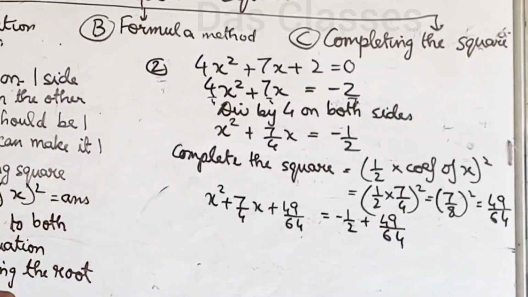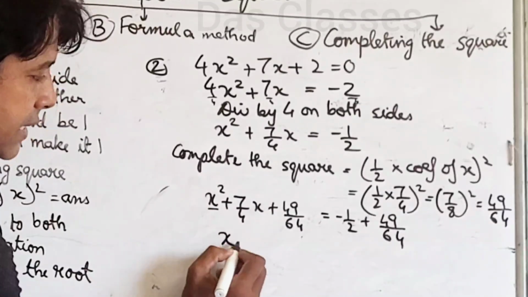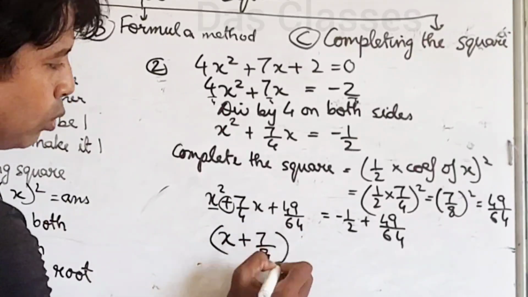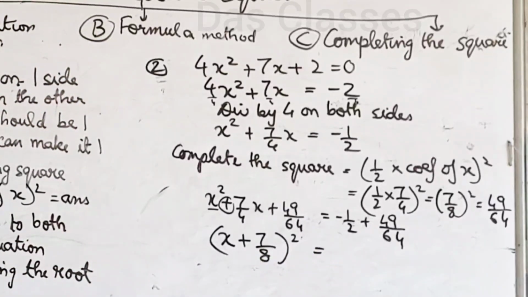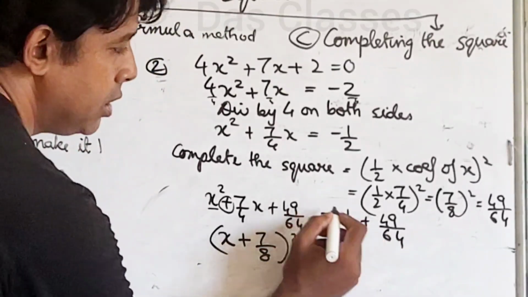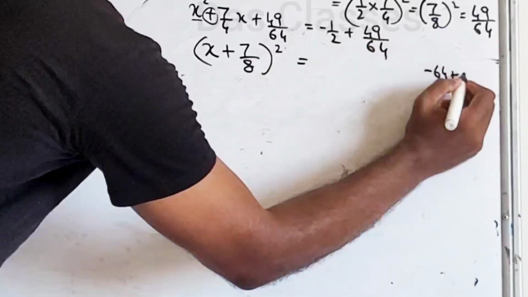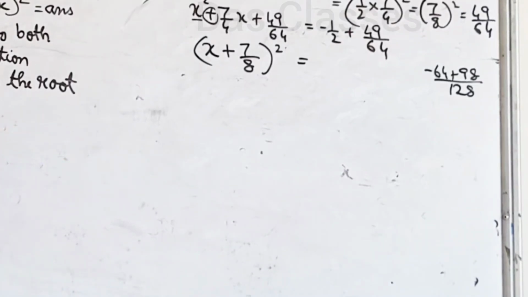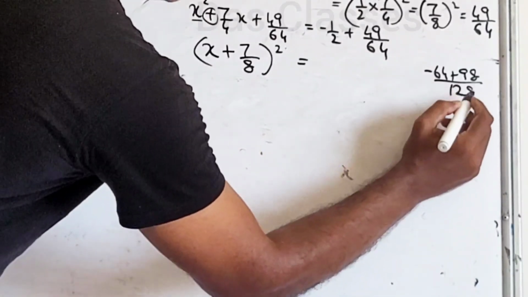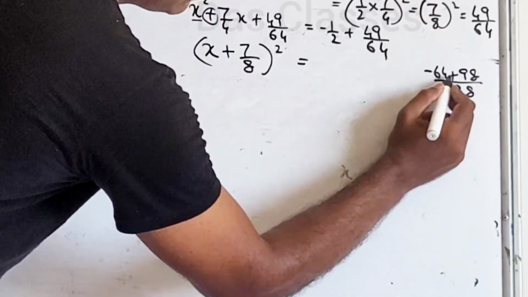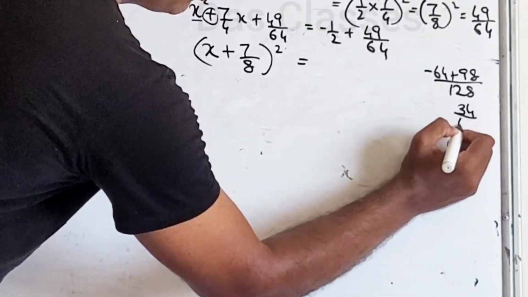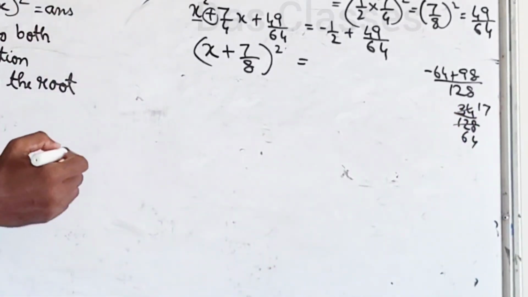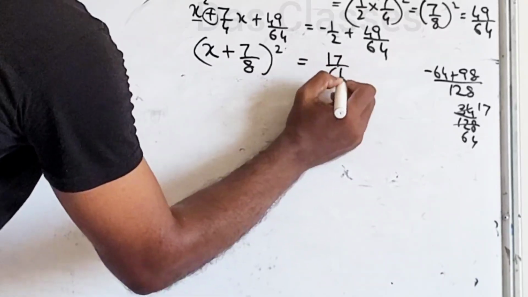So what we'll get is again the same thing. Take the square root of the first term, that is x, the sign of the second term, that is plus, and that 7 upon 8, the whole thing square. And this thing you need to multiply. So when I multiply, I'll do it in the rough. 64 into minus 1 is minus 64, plus 49 into 2 is 98 upon 128. Minus plus is minus, 98 minus 64 is going to be 34 upon 128. These are divisible by 2, 2 17s are 34, 2 64s are 128. So the answer is going to be 17 upon 64.